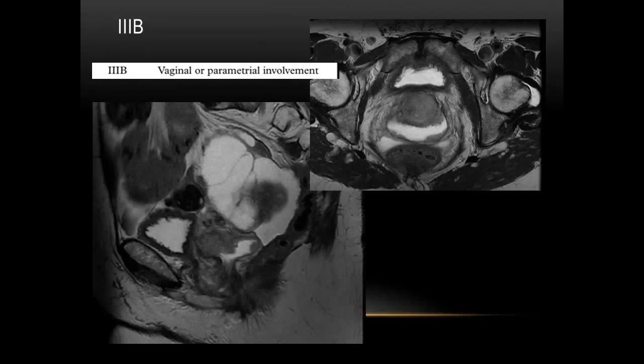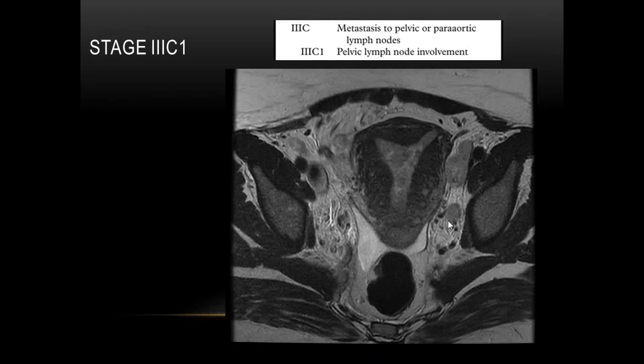This is stage 3B. There is vaginal or parametrial involvement. You can see there are mets within the vagina here and here. So it's considered vaginal involvement.